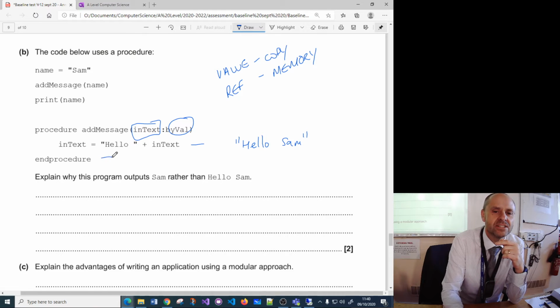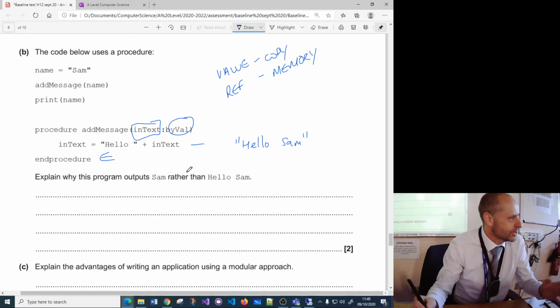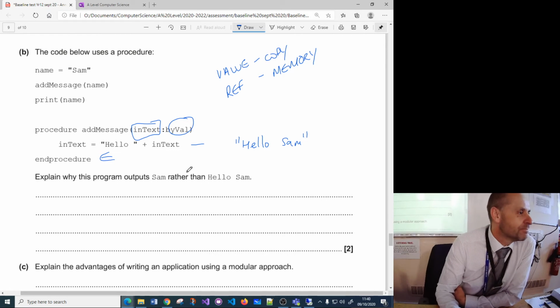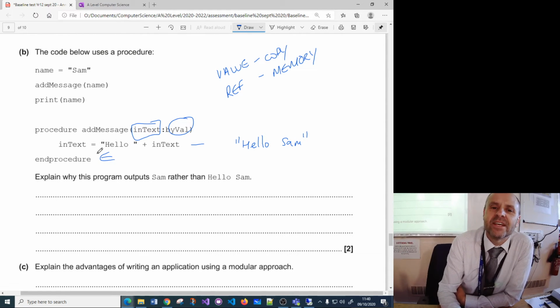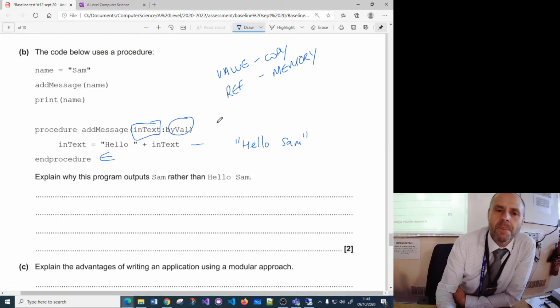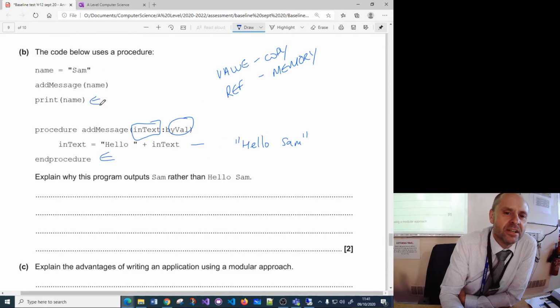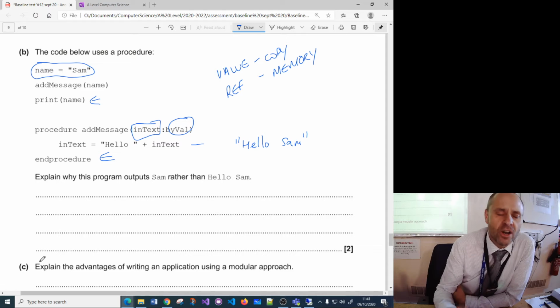And then we get to this line and we say, right, destroy that. Its usefulness is over. I only wanted it to exist during the running of this procedure. So when we get back down to this line, name hasn't changed. Now, some people were talking about global variables and things like that, but it's not that. But you were going off the information you had.